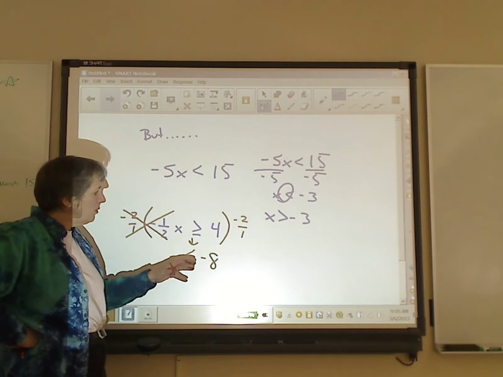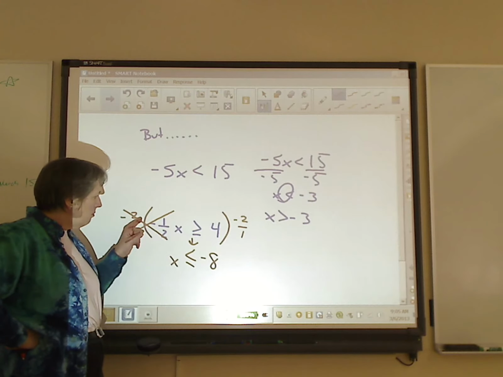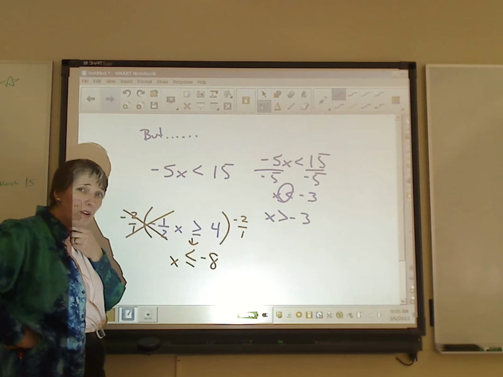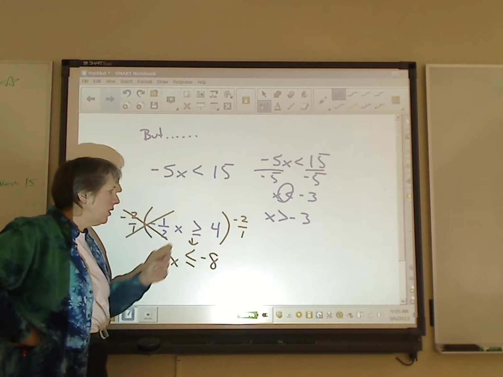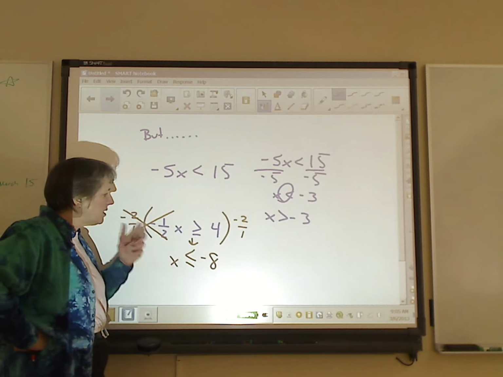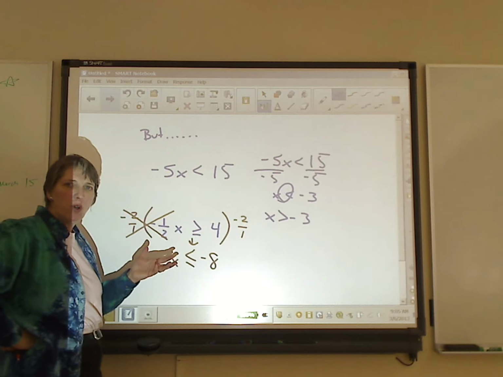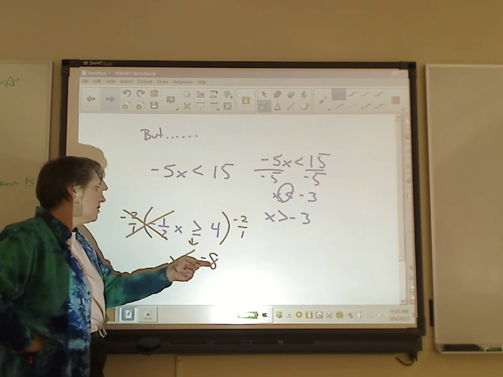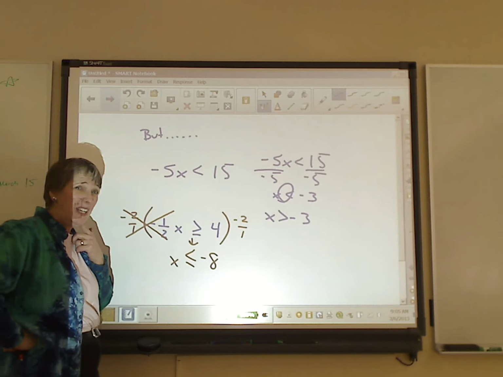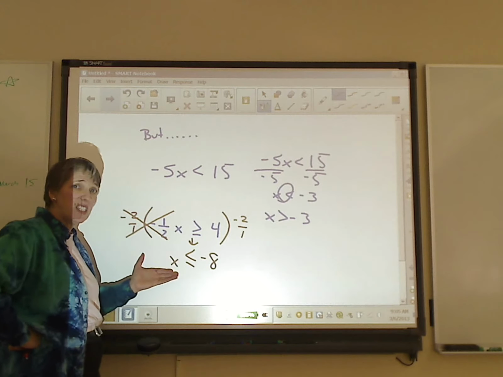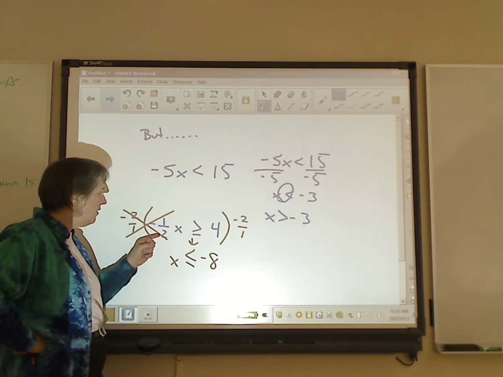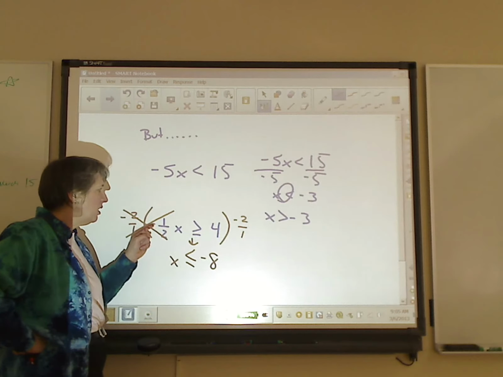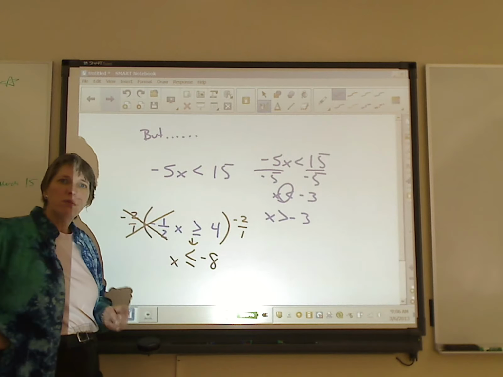Now this says it's equal, so I'm going to plug it into this. Negative 1/2 times negative 8 is going to give me positive 4. And 4 is greater than or equal to 4. Yes. It says x is less than negative 8, so let's pick another multiple. Let's pick negative 16, because it's less than that. Negative 1/2 times negative 16 would be positive 8. Positive 8 is greater than or equal to 4, right?